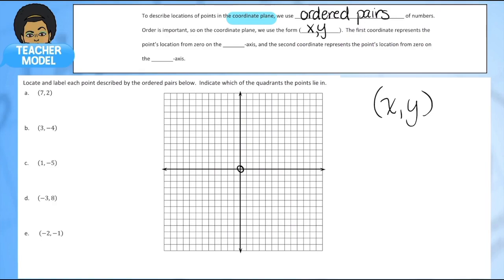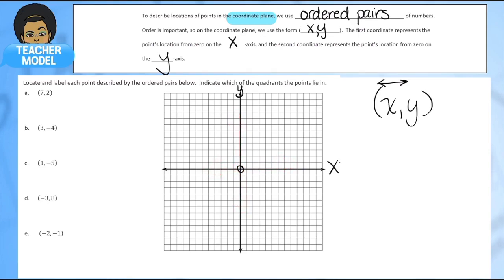The first coordinate, this x, represents the point's location from 0 on the x-axis. And the x-axis is the one that goes from left to right. The second coordinate represents the point's location from 0 on the y-axis. And the y goes up and down. So the first coordinate tells you if you're going to go left or right. The second coordinate is going to tell you if you're going up or down.